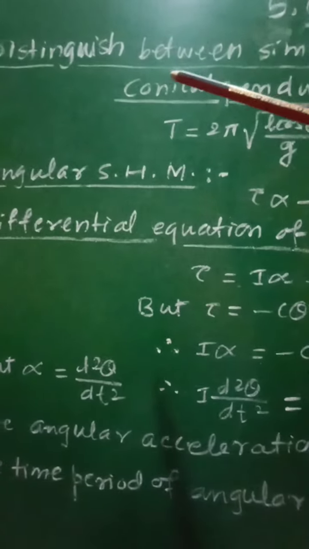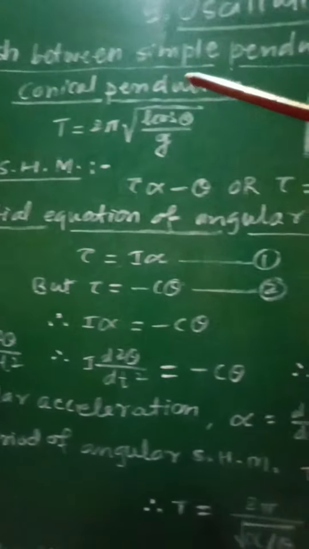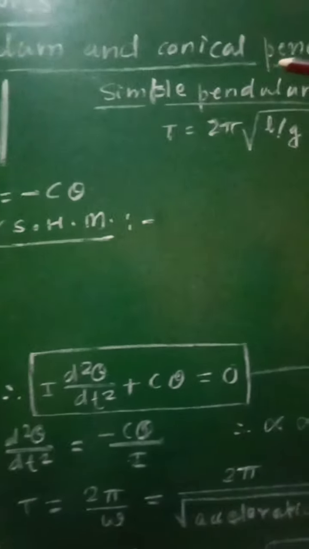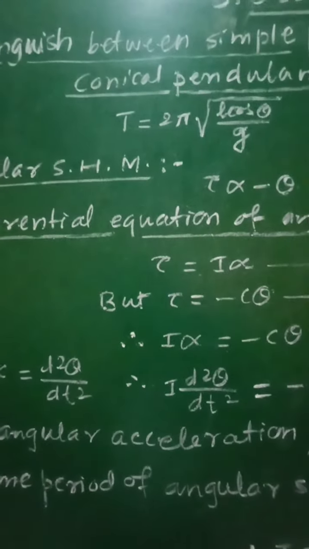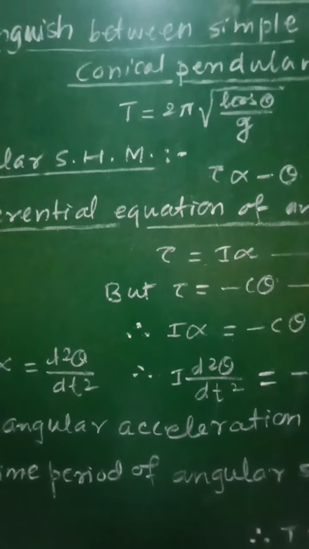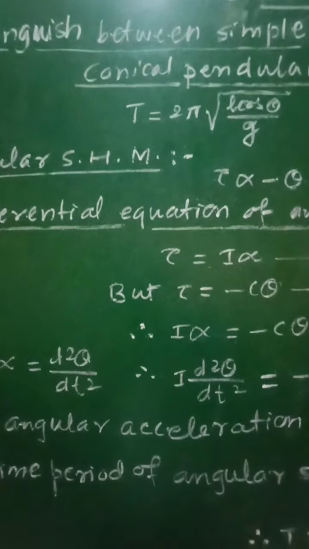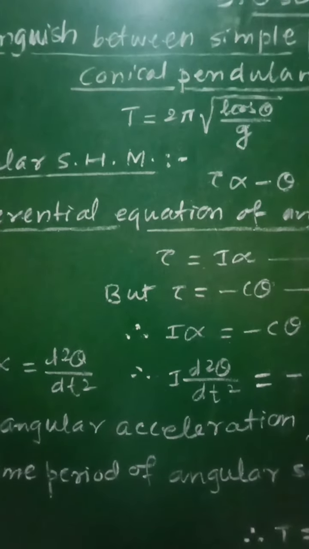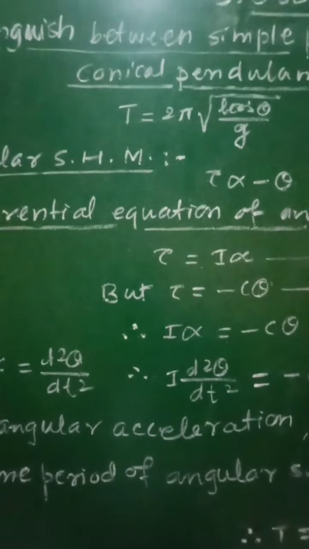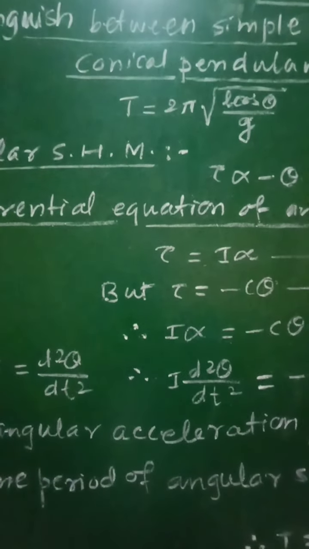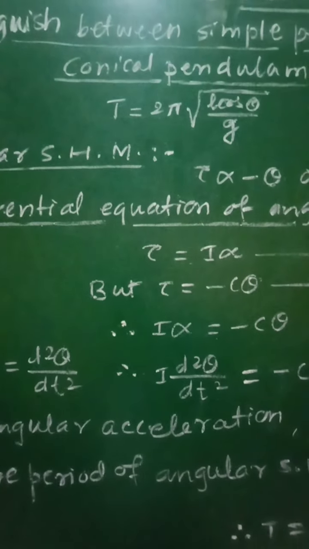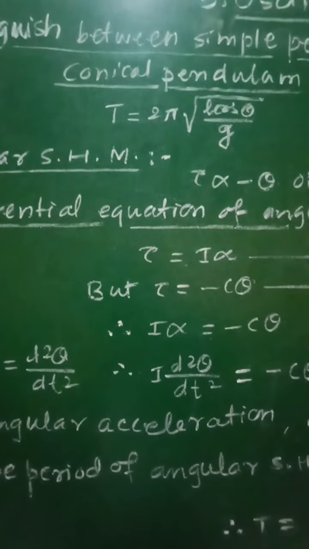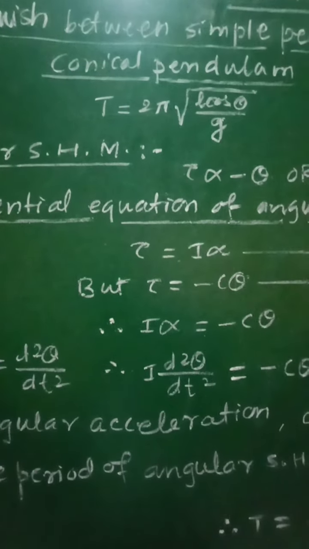So, let us see the question: distinguish between the simple pendulum and conical pendulum. If we consider conical pendulum and the simple pendulum, then let us see some of the points of distinction between them. The first point is, in case of conical pendulum, the trajectory and the plane of the motion of the bob is a horizontal circle. On the other hand, in case of simple pendulum, the trajectory and the plane of the motion of the bob is a part of a vertical circle.